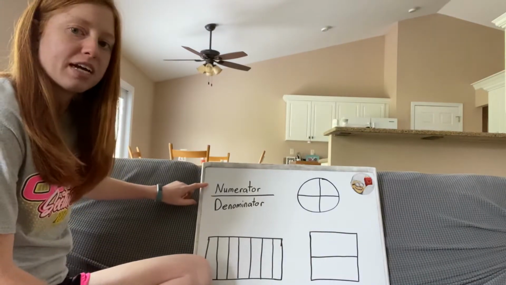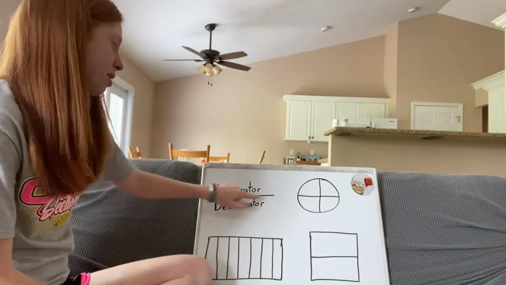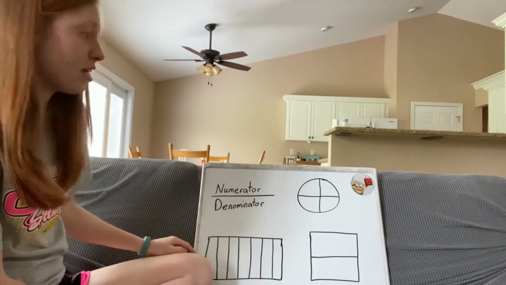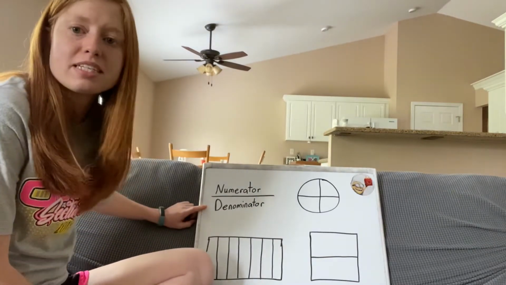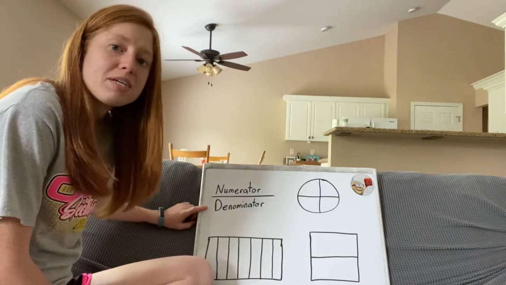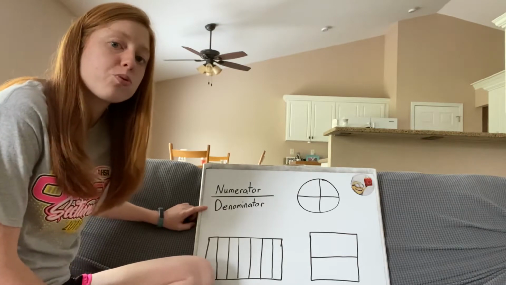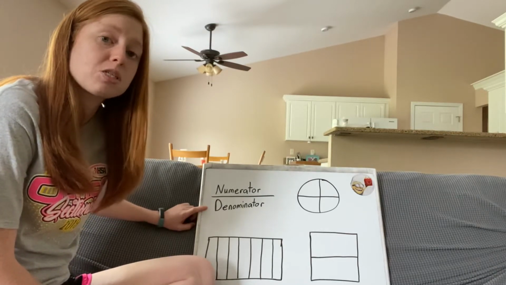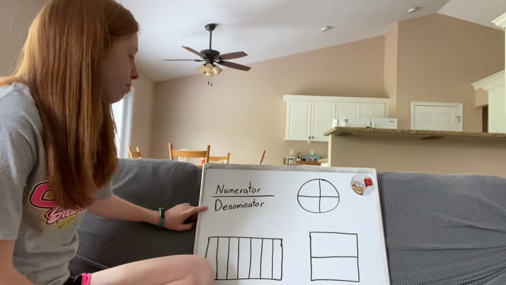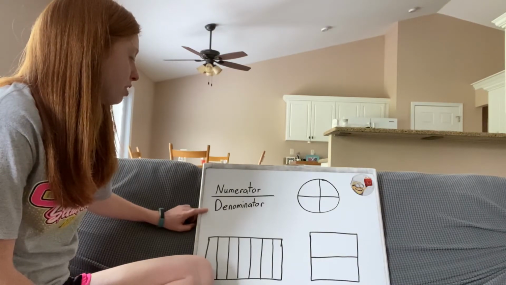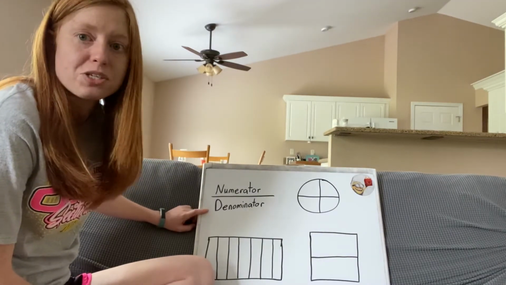So a fraction has two numbers that are separated with a line. The bottom number is the denominator. The denominator tells us how many equal parts a shape has been split up into. So denominator, how many parts we have.